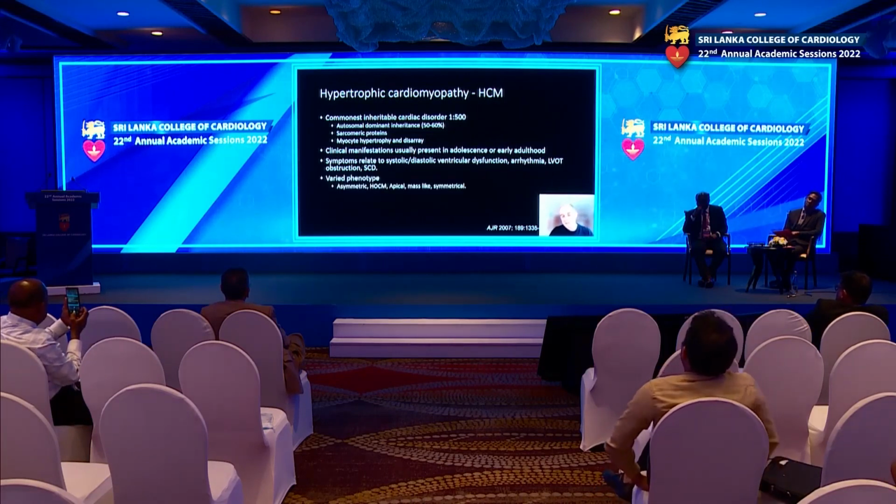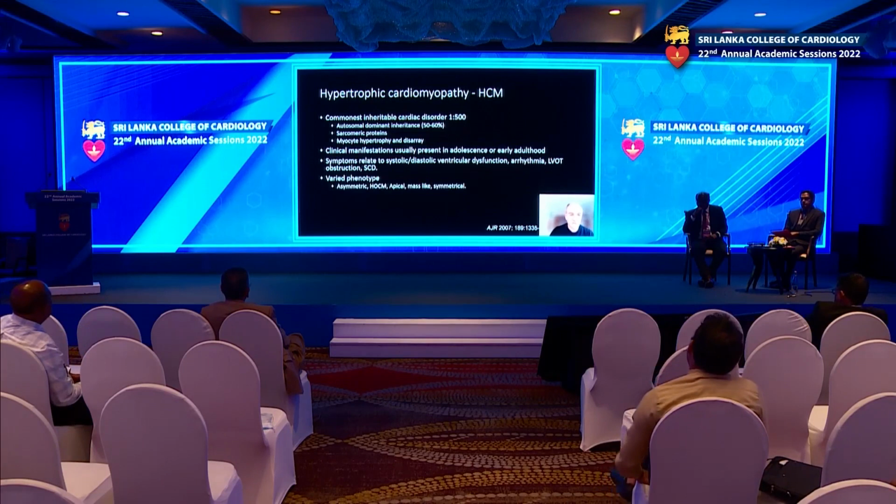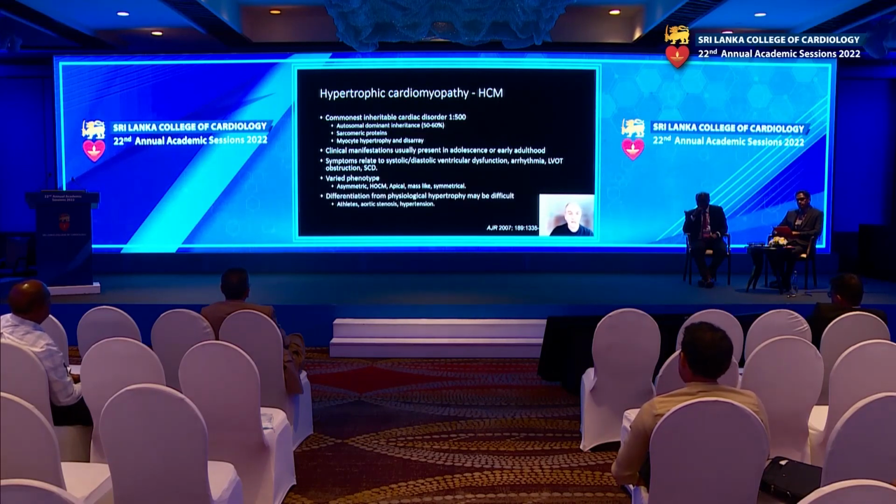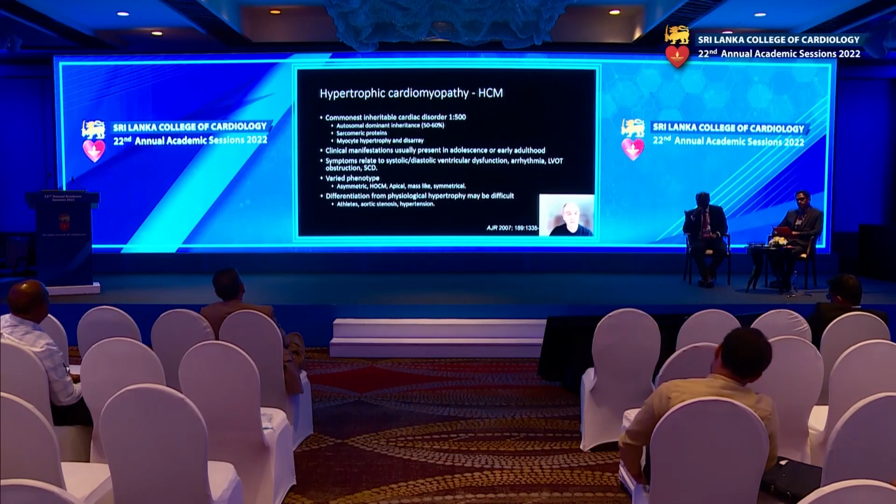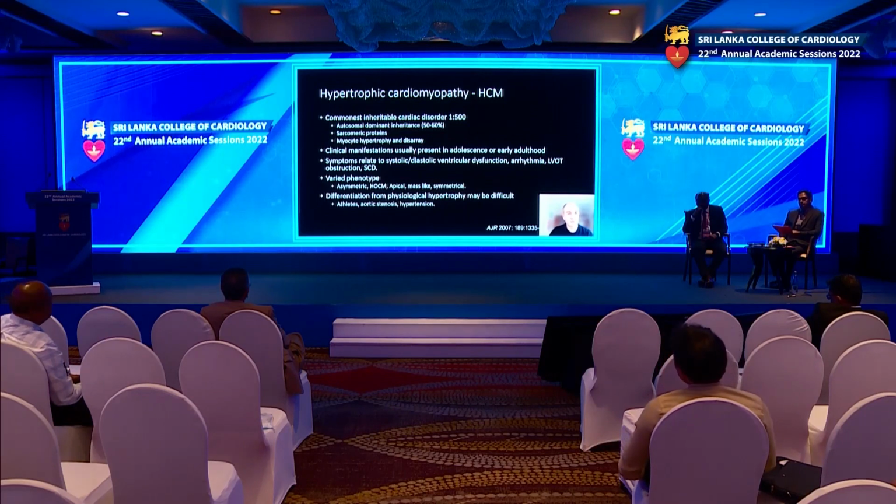There are a variety of different phenotypes. We can have asymmetric left ventricular hypertrophy, we can have obstructive hypertrophy, apical hypertrophy, mass-like or symmetrical. So there's a real variation of phenotypes of this condition. And one of the biggest challenges we often get faced, and I'm sure you face this with your echo practice, is how do we differentiate hypertrophic cardiomyopathy from physiological hypertrophy related to athletic training, aortic stenosis, or hypertension?